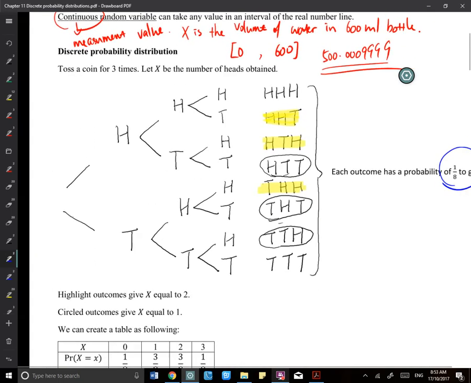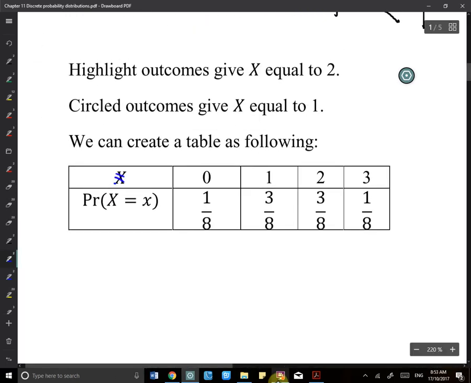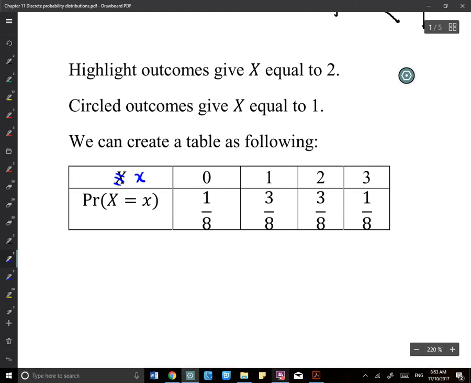So let's have a look. I put something in the table. Oh, sorry, change this one for me, please. Change that to lowercase x because your x is taking some value. So this is the way you draw a table. This is a distribution. If you ask me what a distribution is, I'll tell you this is called a distribution. It lists out all the possibilities for x, that is 0, 1, 2, 3, and it gives you all the probabilities that could happen. 1 on 8, 3 on 8, 3 on 8, and 1 on 8. This is called a distribution table.